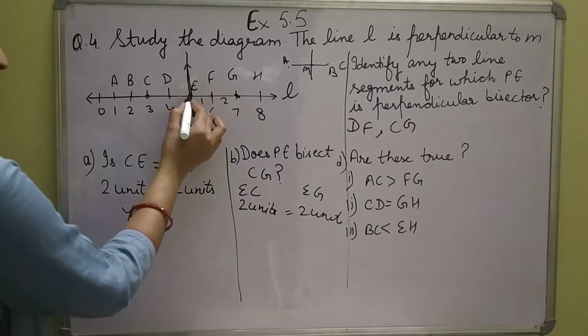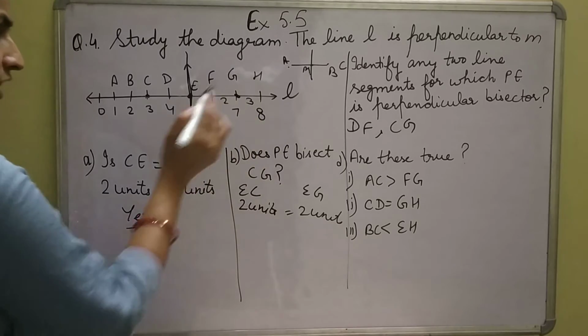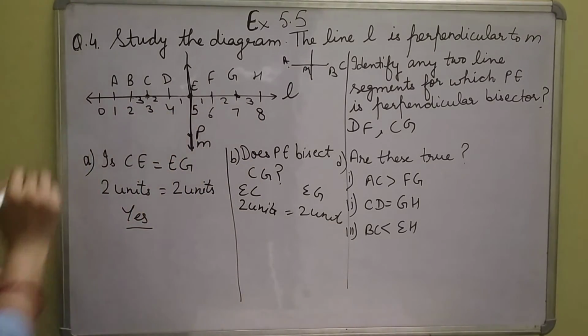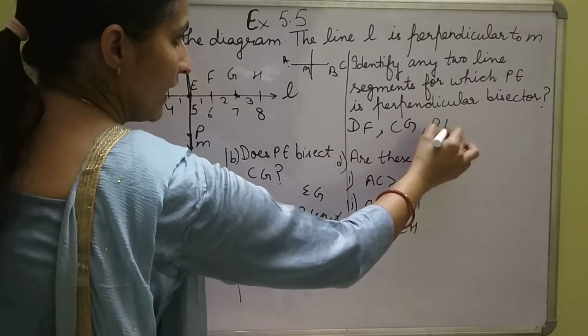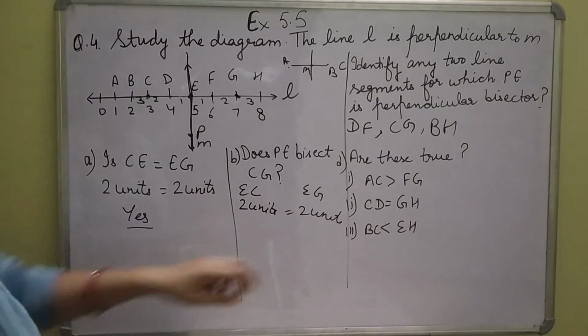Then E to H is 1, 2, 3 units, and E to B is 1, 2, 3 units. So the gap is the same, and we can take BH also. So we have 3 line segments here. Any 2 you can take. For them PE will act as the perpendicular bisector. Now the last part D is, are these true?